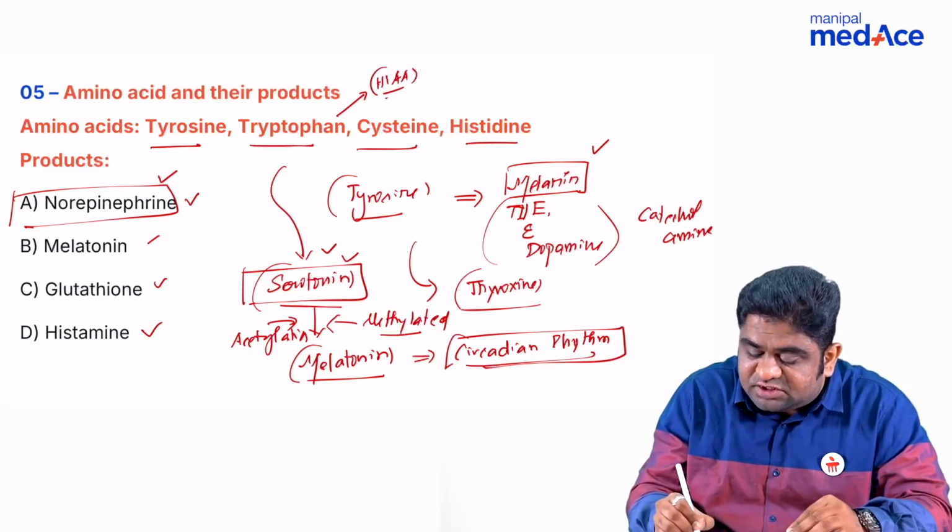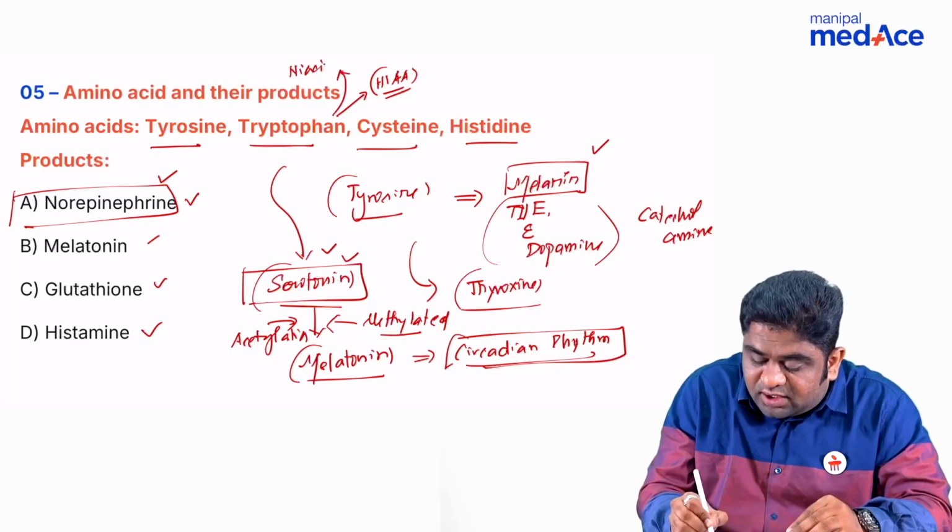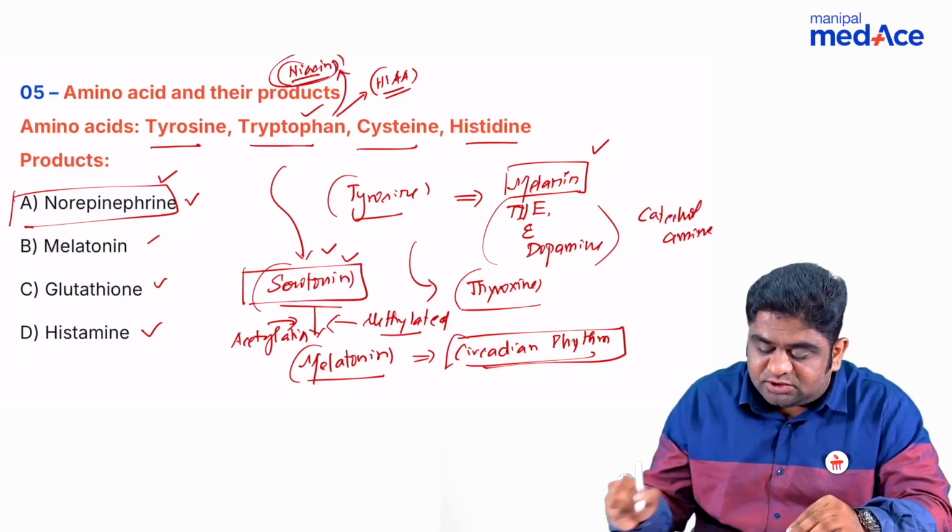hydroxyindole acetic acid, which is an end product. Tryptophan will be an important source of niacin. So niacin is a vitamin that can be produced from an amino acid called tryptophan.